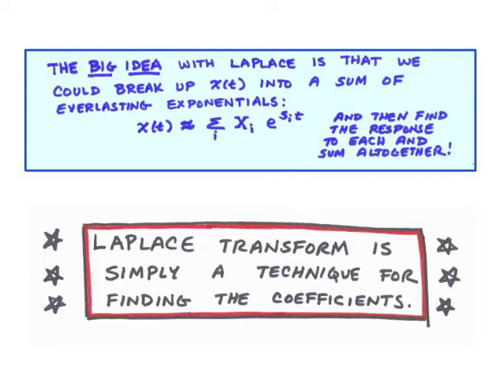But the question still is, why break it up into everlasting exponentials? I hinted at this a bit before in a previous presentation. In this presentation, we're going to go through it in more detail. I hope by the end of the presentation, the whole framework will become much clearer.